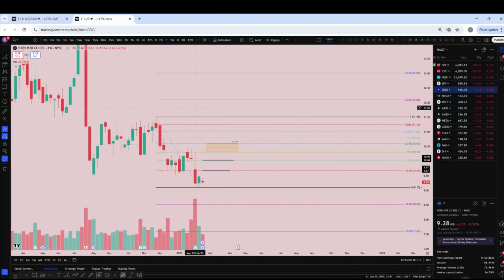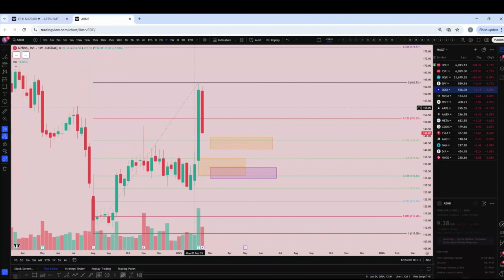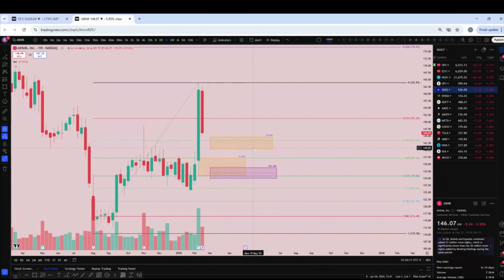All right, but this is only if we get like a gap and go, right? And so the same with the other ones, right? So A, B, and B on a weekly time frame. If we gap down and keep going, that's how I basically would do it.